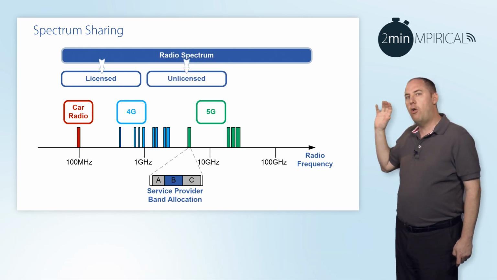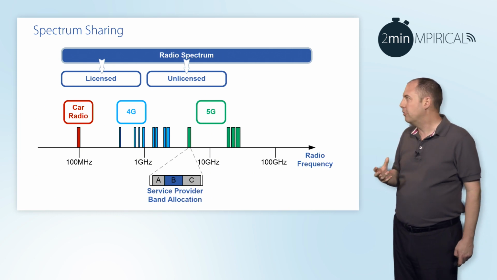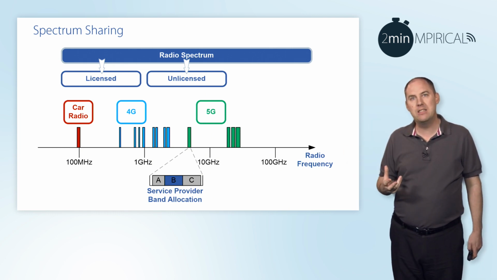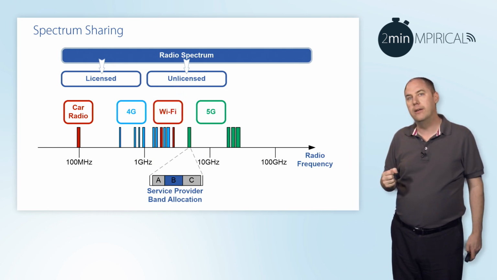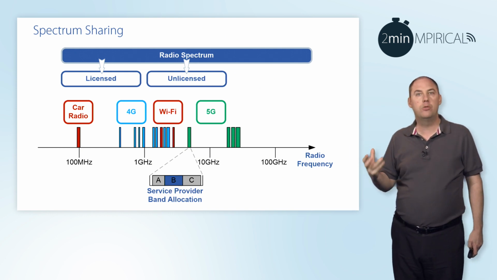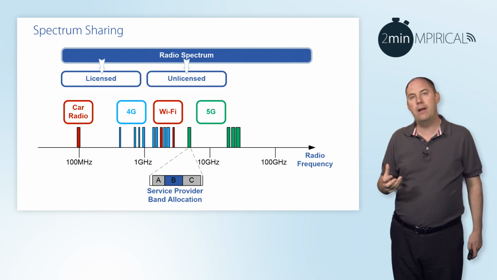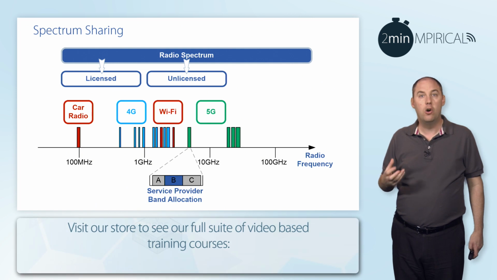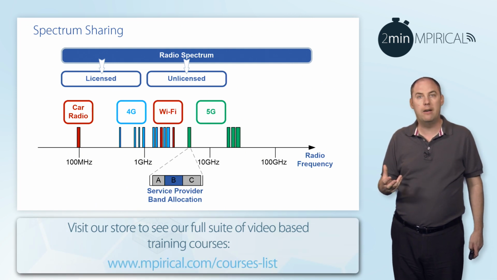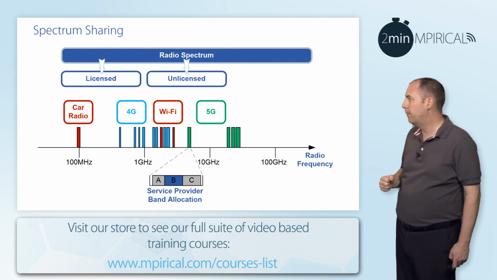We also have the concept of unlicensed spectrum. A good example of unlicensed spectrum would be Wi-Fi. So in the Wi-Fi spectrum, 2.45 gigahertz bands, you'll typically find other systems as well, other Wi-Fi systems, but also other radio technologies such as Bluetooth, for example.